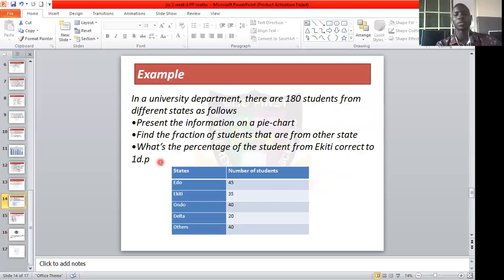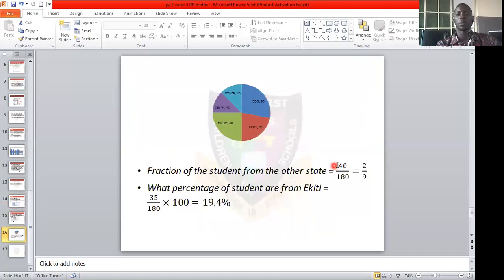So that's number one. Number two says find the fraction of students that are from other states. Like we did in our bar chart, it will be the number of students from other states over the total number, which is 40 over 180. So that is easily done. If you divide through, we have 2 over 9. Your answer has to be in fraction form, because the question says fraction of students from other states. It's 2 over 9.